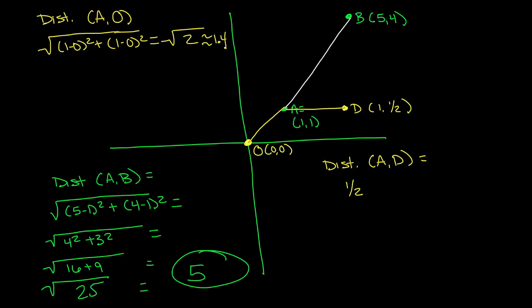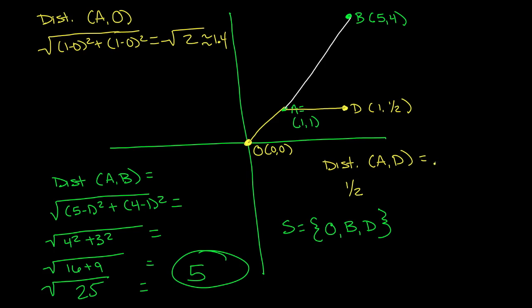All right, so we have these three distances here. Here's a key concept. Let's consider the set S, which is equal to the origin, B, and D. And notice I've just computed the distances from A to these 3 points, O, B, and D. The distance from A to O is approximately 1.4. The distance from A to D is 1/2, which is equal to 0.5. And the distance from A to B is 5.